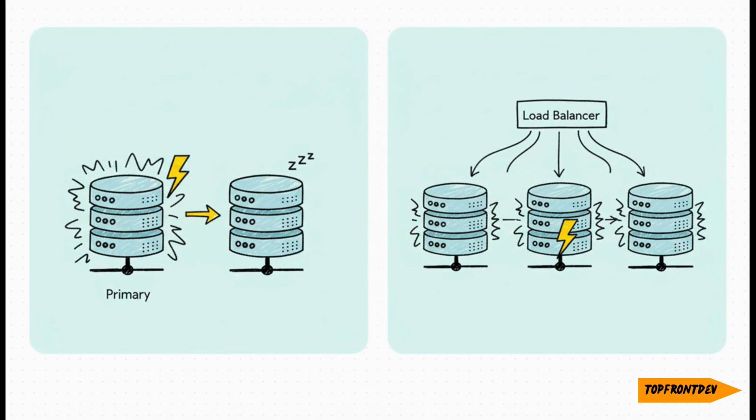And redundancy comes in 2 main flavors. You've got passive, which is like having a backup generator. It's just sitting there, on standby, waiting for the main power to go out.